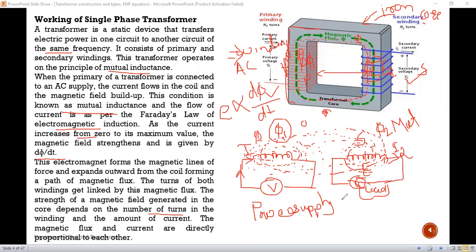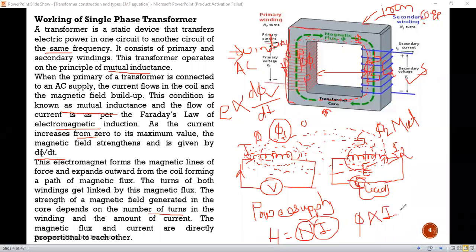So the magnetic field strength, represented by H, is equal to N into I, where N is the number of turns and I is the current flowing through that coil. So the magnetic flux and the current are directly proportional to each other. Magnetic flux phi and the current are directly proportional.